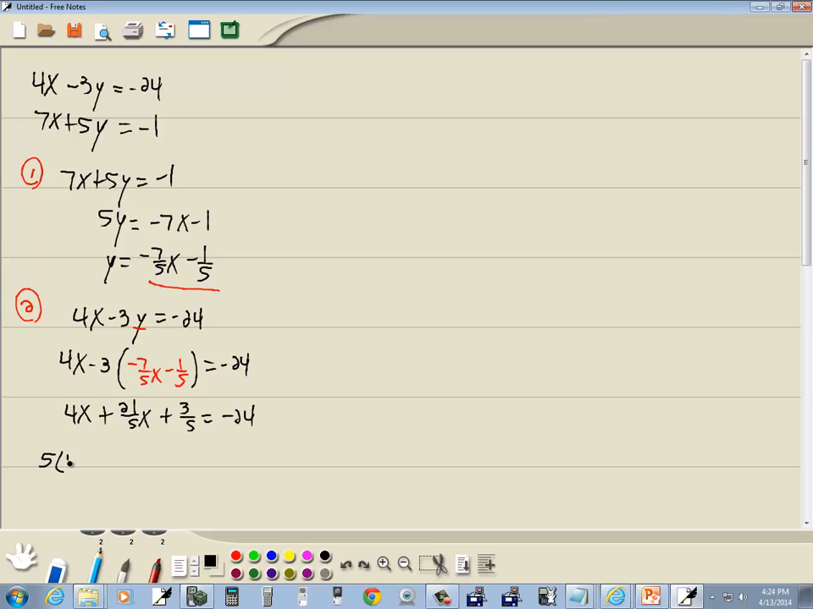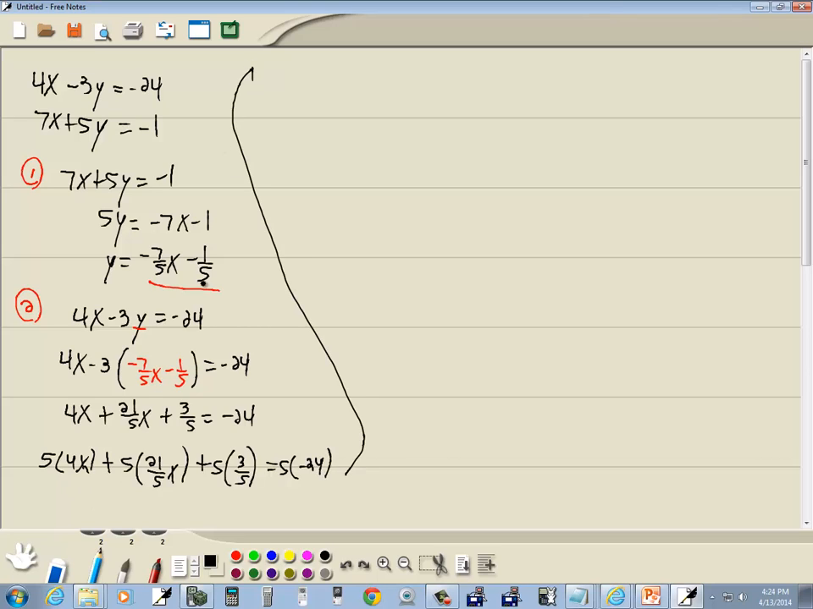So I'll take 5 times 4x. I'll take 5 times 21/5 x. And 5 times 3/5, and 5 times negative 24. Well, 5 times 4 gives us 20x. Here these 5's cancel, and we got 21x. These 5's cancel and gives us 3. And that gives us negative 120. Let me double check that.